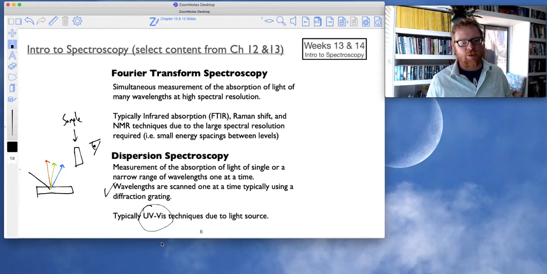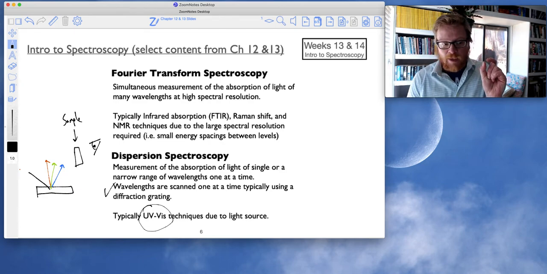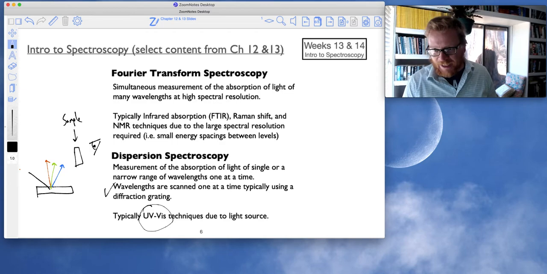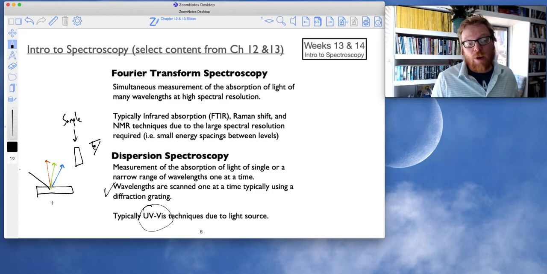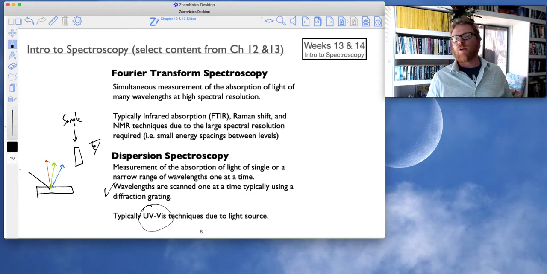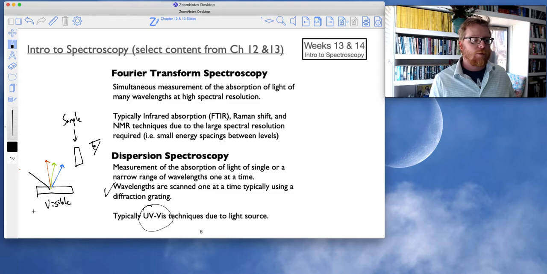UV-vis is pretty much exclusively dispersion spectroscopy, and that is typically done because these diffraction gratings can be made quite small, and we can just use a regular, ordinary white light source. So it really is a matter of convenience based on the wavelengths that we're using. For example, we could use dispersion spectroscopy for infrared, rather than ultraviolet-visible.